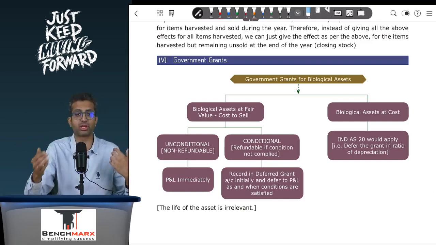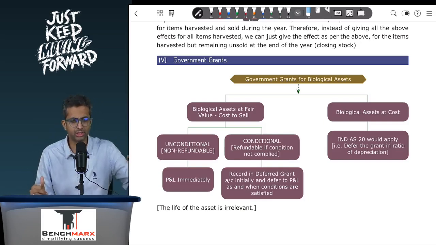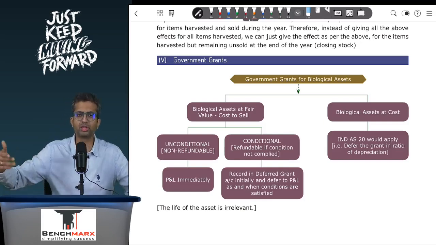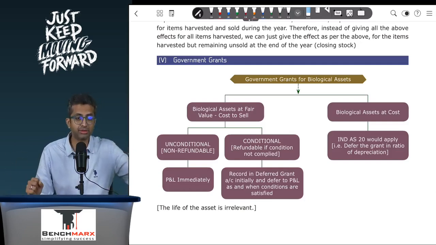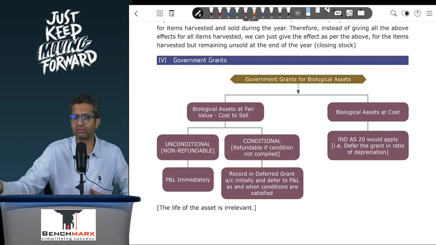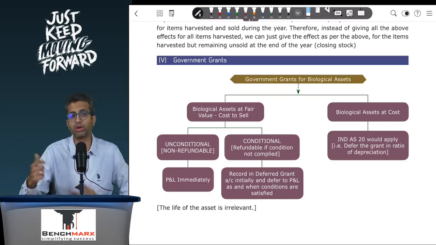And lastly, when we look at government grants, when you look at Ind AS 20, it says that if it is a grant linked to an asset, you either deduct it from cost or you defer it in the ratio of depreciation. In this case, there is no depreciation, and hence that method will not work. And second, if you deduct it from cost, you are no longer showing it at fair value less cost to sell, and as a result, it will violate Ind AS 41.